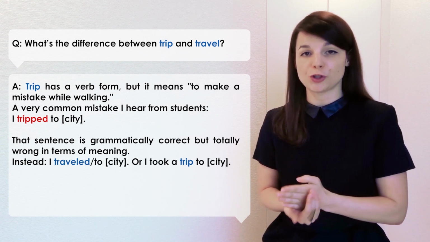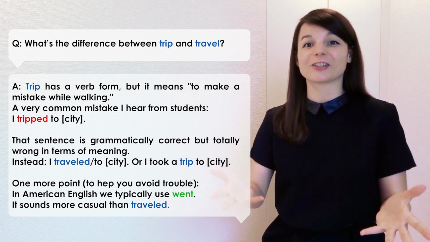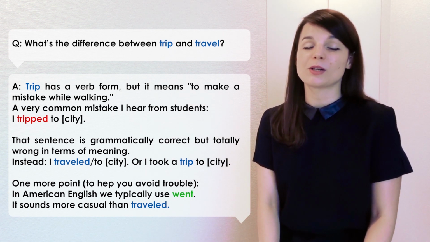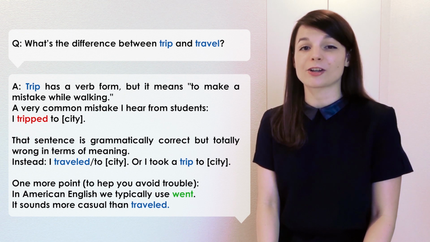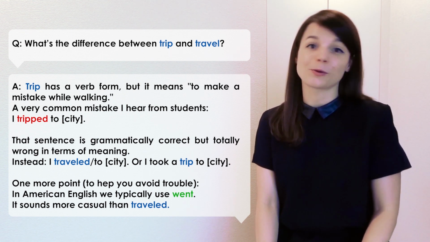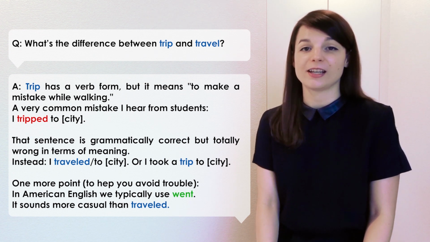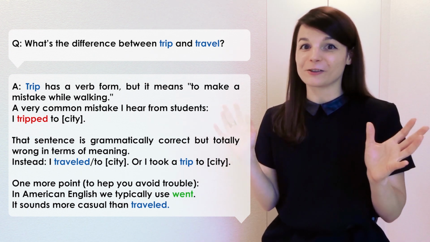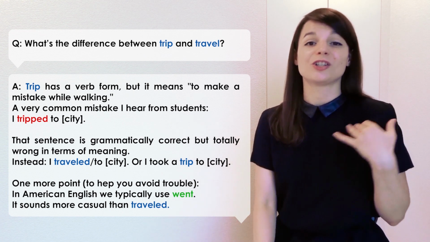or I traveled to. To prevent this completely, if this is confusing for you, most native speakers will not use travel. We will actually just use went, the past tense of go. I went to another city. I went to this country. So if you ever have doubts about which word you should use, just use went. Hope that helps you. Thanks for the question.